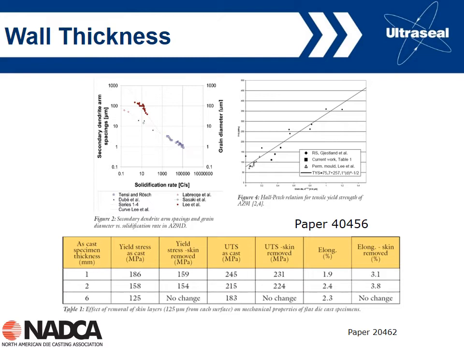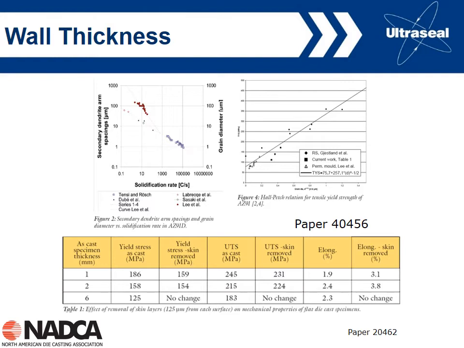So if we focus on the bottom chart here, what we're looking at is mechanical properties, yield strength, tensile strength, and elongation for 3 different thicknesses of a casting. So we've got a casting produced at 1 millimeter thick, 2 millimeters thick, and 6 millimeters thick. And you can see that the thinnest casting has got the highest strength. If we look here at the yield strength, 186 for the 1 millimeter down to 125 megapascals for the thickest casting, and the same trend for ultimate strength.